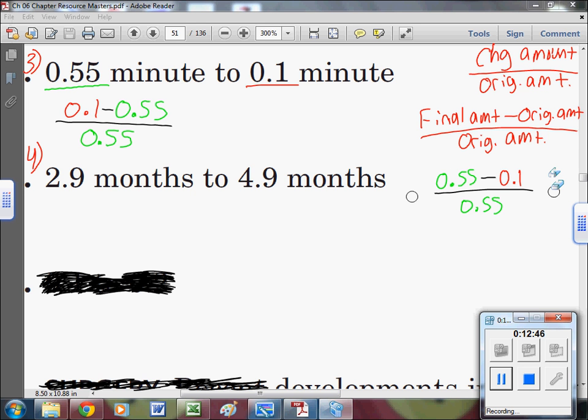Anyways, using your calculator or using your negative skills, whatever you choose to use, if you do this problem and you subtract 0.1 minus 0.55, you're going to get negative 0.45. We're going to divide that by 0.55, the original amount. And then when you divide that, that decimal is what you're then going to turn into a percentage, and then you're going to be done at that point.